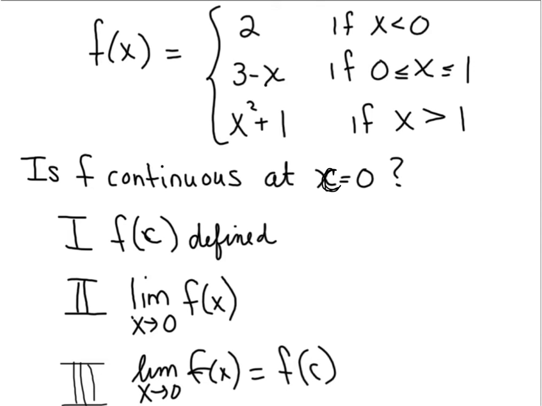So the first thing we ask ourselves is, is f of c defined? I know that c is 0, so I need to see, does f of 0 exist? And I look up here, and yes, the second piece includes 0. So I know that 3 minus 0 is 3. So f of 0 is 3. And so check, it does exist. Now, the limit at that point has to exist.